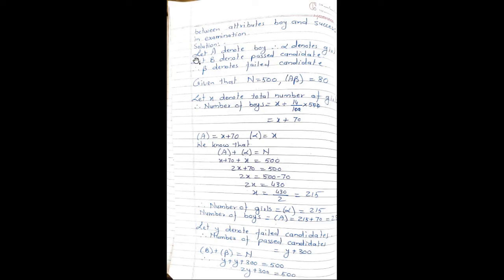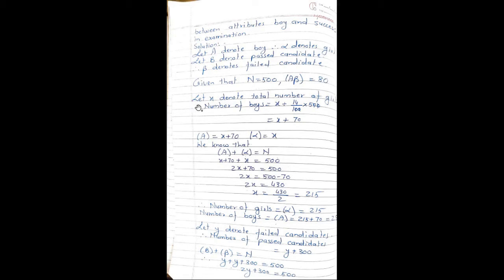See the solution. Let A denote boy, alpha will denote girl, B denote passed candidate, beta will denote failed candidate. So from the data we can say that the value of n is equal to 500 and A beta, boys failing in the examination, are 80. So A means boy and beta means failed candidates. So A beta value is given as 80. Now we have to find the remaining values.